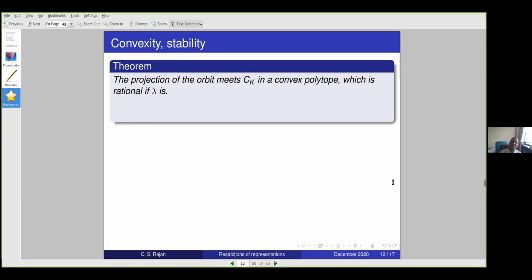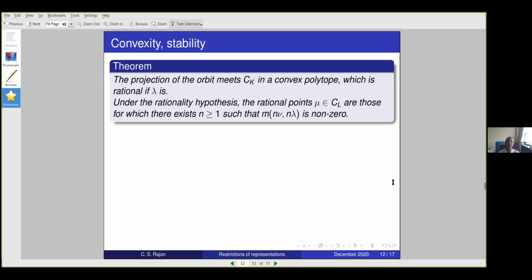So if I apply this to K sitting inside K direct sum K, I really get the Horn convex polytope in some sense. I'm not saying it gets it, but what I'm saying is it says that it's a convex polytope. What are those specific inequalities which Horn has said? That requires of course proof, and it is rational if lambda is rational.